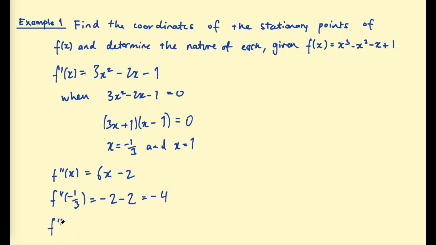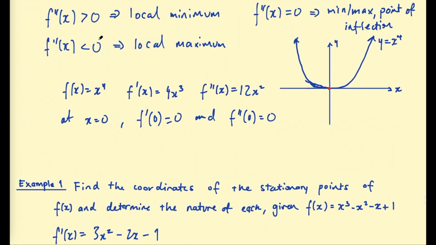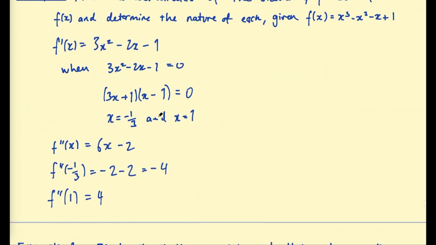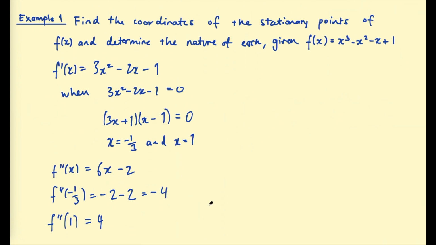And then let's do it at x equals 1. So f dash dash of 1: 6 times 1 take 2 is 4. And so now we can see the second derivative at x equals negative a third is less than 0. Remember what that means? When the second derivative is less than 0, that implies a local maximum. Okay, so here we can say, let's just make a note. This is less than 0, so this is a maximum, local max.